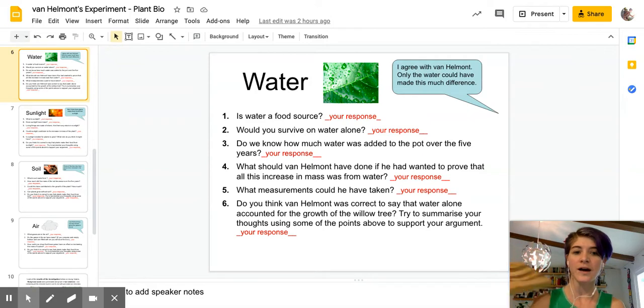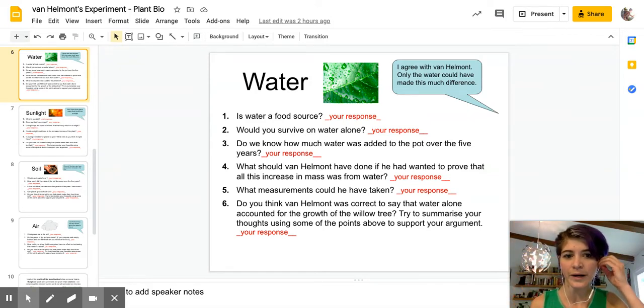And yes, water does have mass, and yes, water is actually really heavy, but it's not the answer to where the mass of this wood came from.